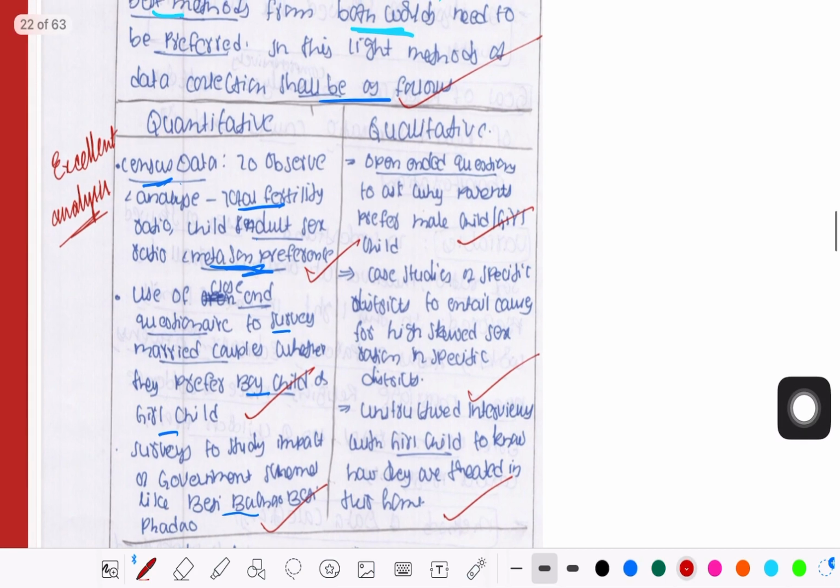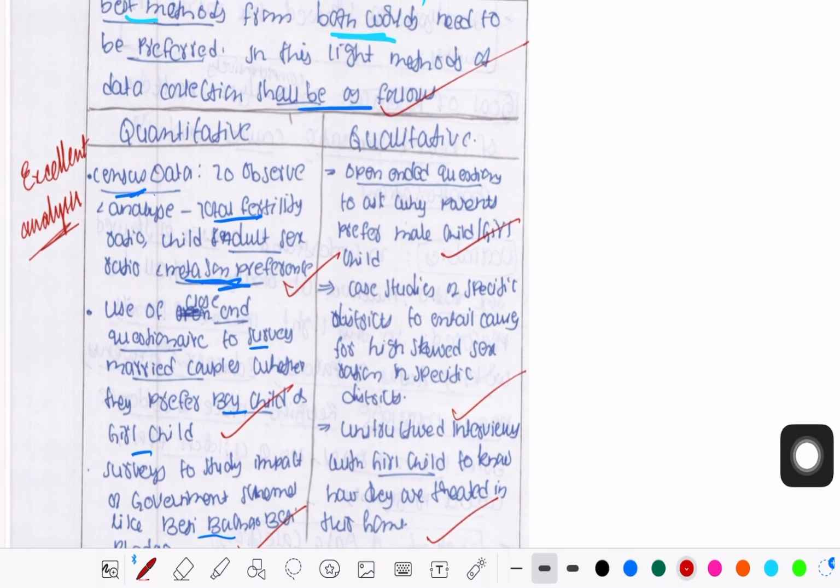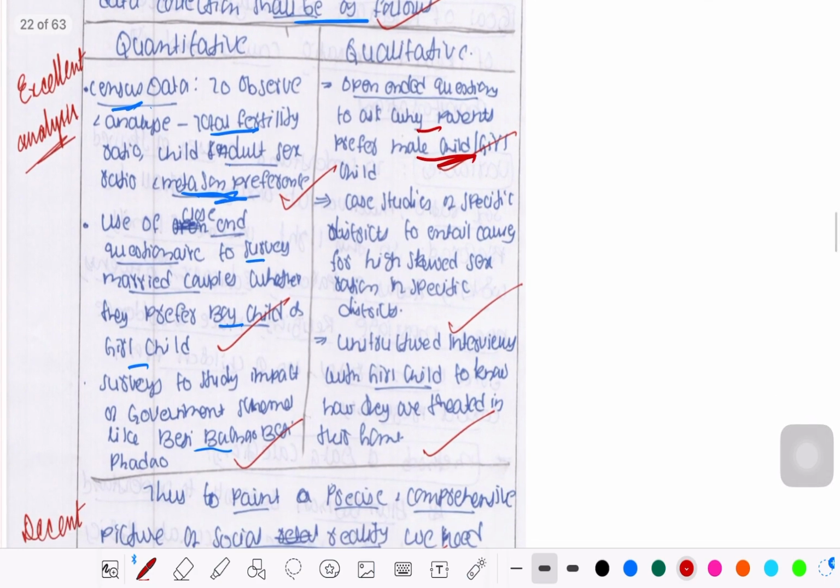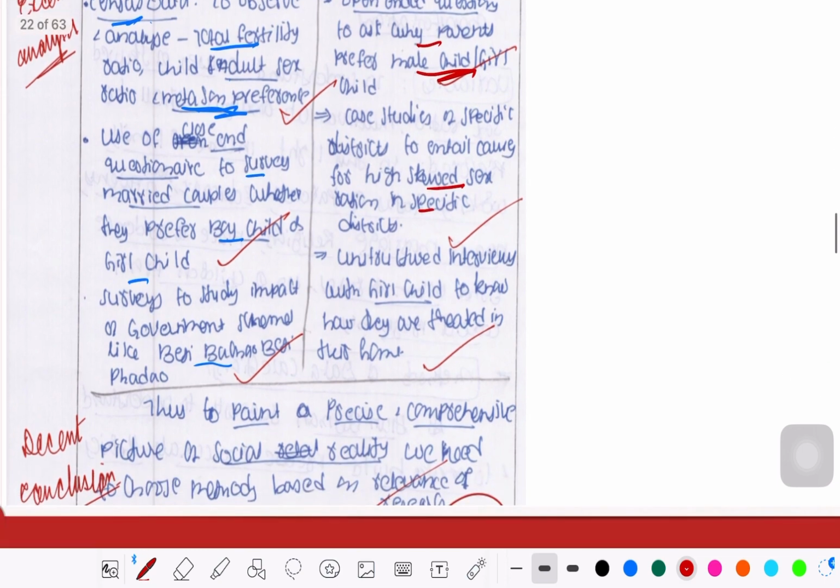Next, qualitative aspects. Open-ended questions to ask why parents prefer a male child. Case studies on specific districts to understand the costs of a highly skewed sex ratio in those districts. Unstructured interviews with girl children to know how they are treated in their homes.